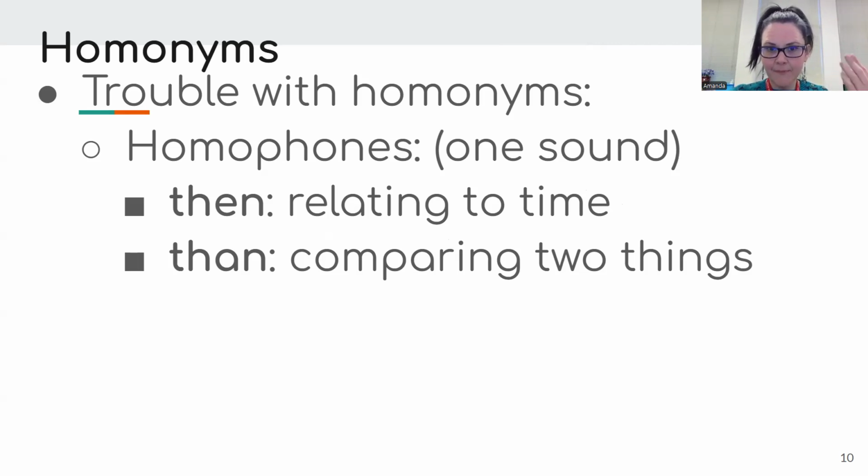Then, time, than, compare. So then has an E, time has an E, than has an A, compare has an A. I guess if you live in different areas, they sound more similar. They sound different to me, but I can see how they would sound very close. So then, time, than, compare.